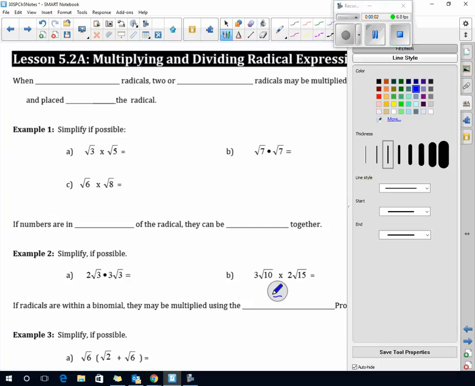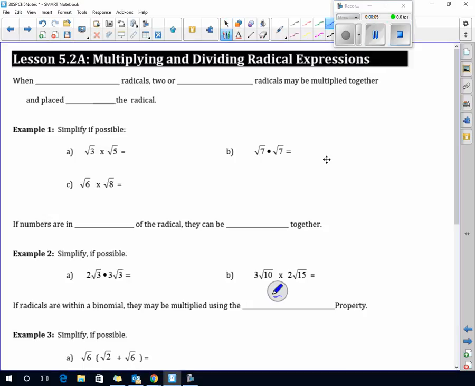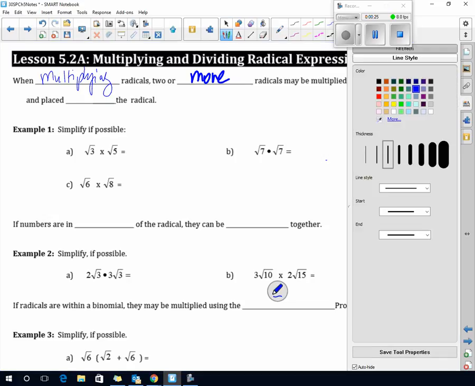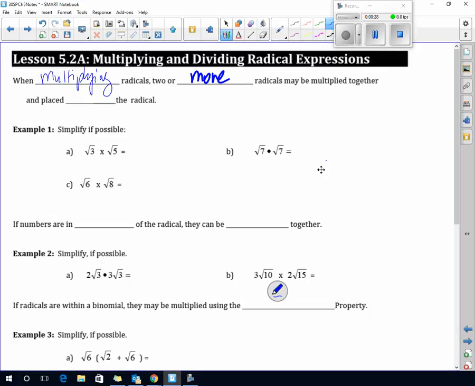Radicals, two or more radicals. When multiplying radicals, two or more radicals may be multiplied together and placed inside the radical. So root 3 times root 5 is root 15. Root 7 times root 7 is root 49, which is 7.